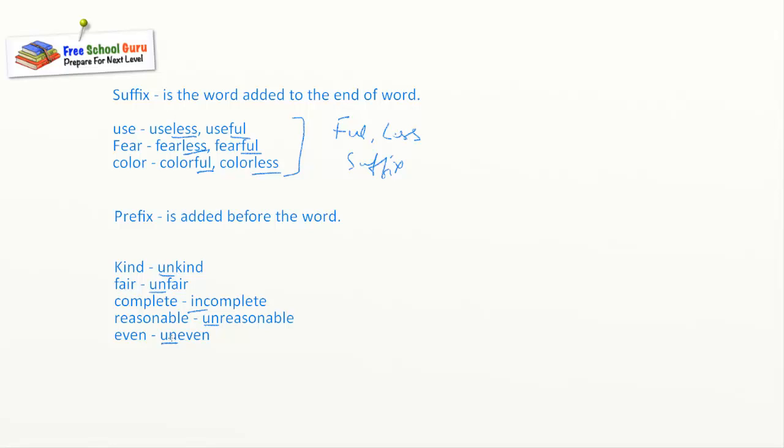Good. Again, as practice, when you are reading your books, storybooks, try to find words where you can identify some of the suffixes and prefixes and underline them, because then the concept stays in your mind and you remember it forever.